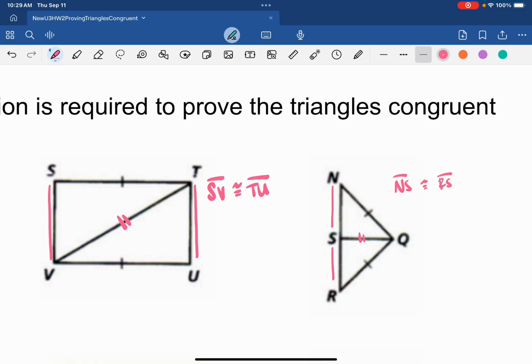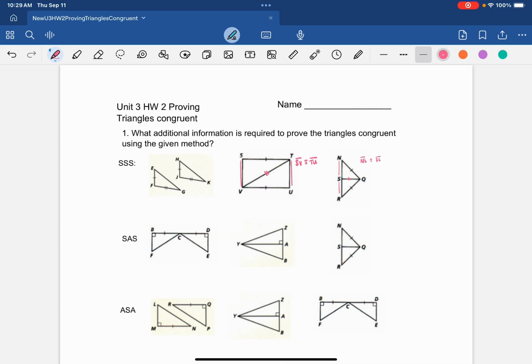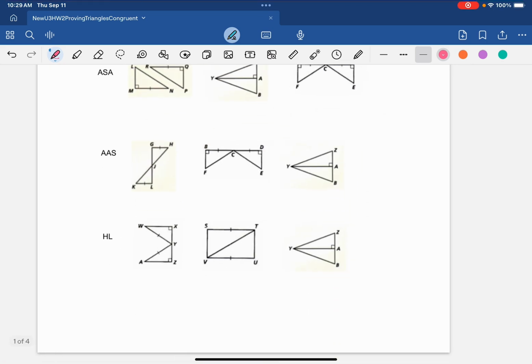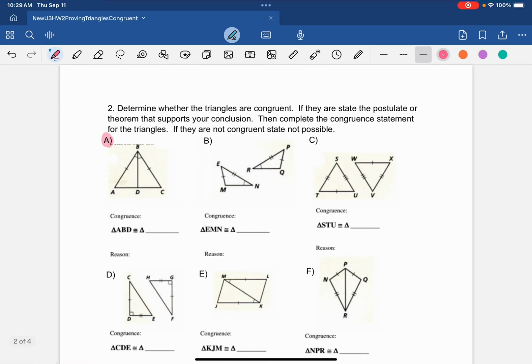Now, we could be given this in a couple of different ways. You could be given that S is the midpoint of NR. You could be given that SQ bisects NR. Either way, that's the missing piece of the puzzle. So you're going to do that through the first page. Now, on the second page, we're going to get into determining whether our triangles are congruent.